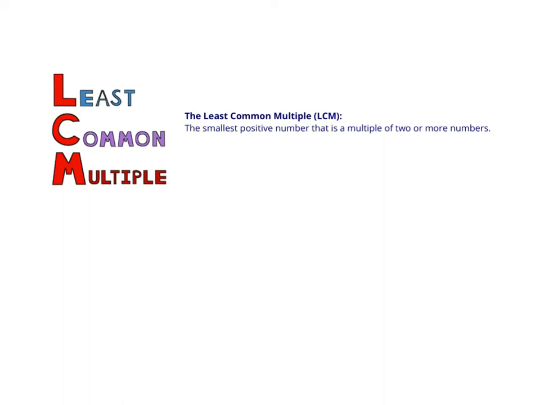All right, let's look at the least common multiple now. The least common multiple is the smallest positive number that is a multiple of 2 or more numbers. Let's say somebody asked you to find the least common multiple of 4 and 6. So this is when it's also very handy, as always, to know your multiplication table because we're going to list multiples of each number and then find the lowest common multiple.